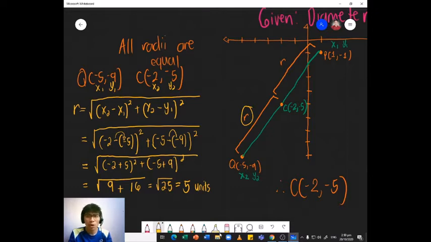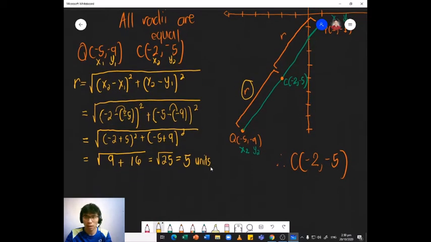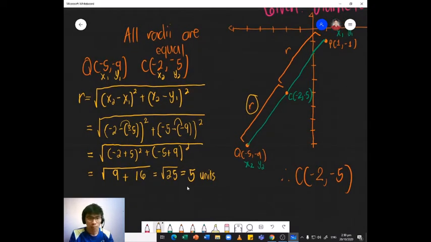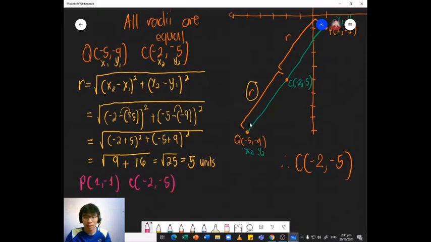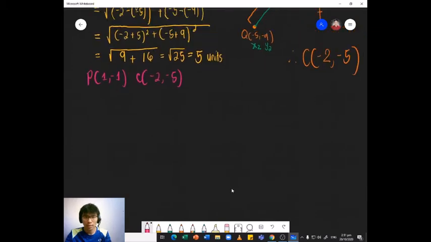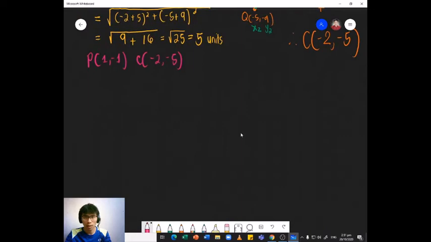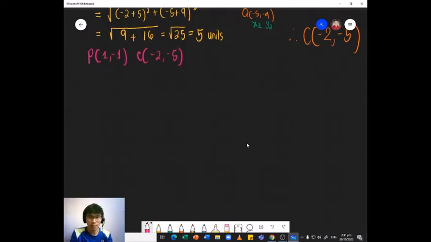Let's see if we arrive at the same answer if I use point C and point P, just to confirm that we got it right. What is my point P? My point P here is positive 1 and negative 1, and my point C here is negative 2 and negative 5, ladies and gentlemen. Same thing, let's get the distance, and that distance is what you call the radius of our circle. So the radius is equal to, using the distance formula again, I can use either one as my x sub 1 and y sub 1. It's all up to you, for as long as you observe consistency.